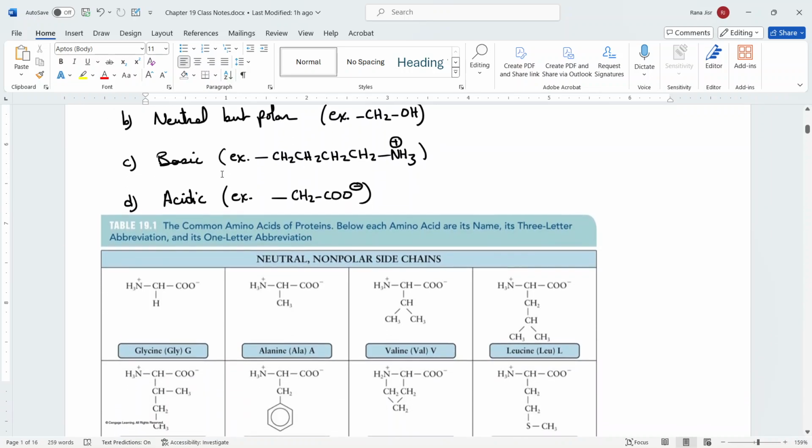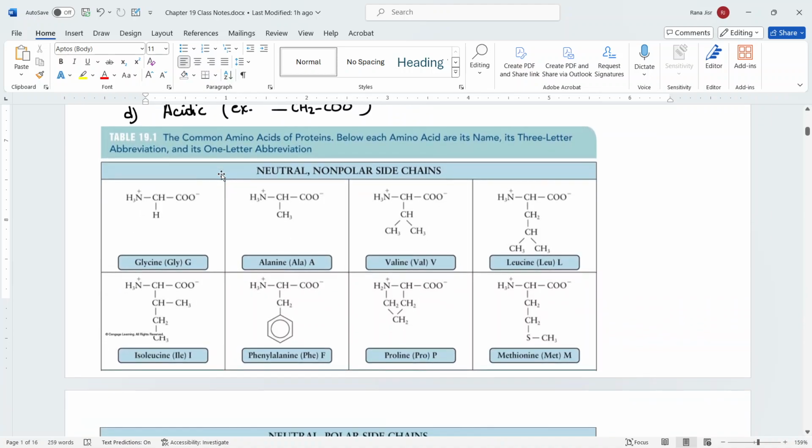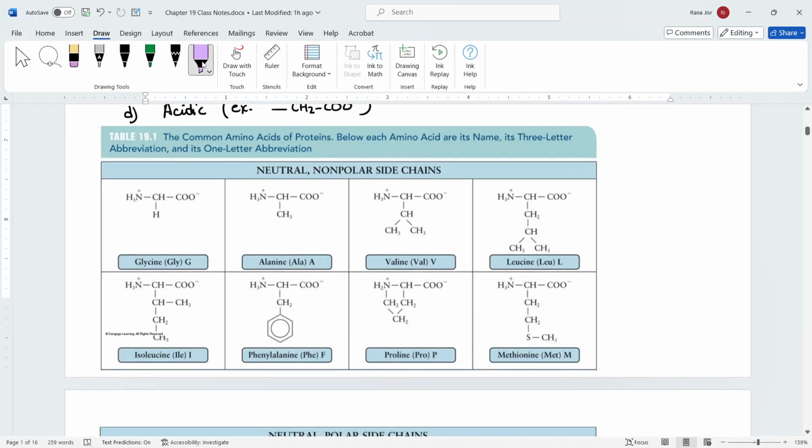This is the table for the common amino acids of proteins. You are not responsible to memorize this table. You can have it in the exam. So as we said, the amino acids are classified into neutral nonpolar, and for the neutral nonpolar, these are glycine, alanine, valine, leucine, and as you can see, every single amino acid has a name and a 3-letter abbreviation. Normally, it's the first 3 letters of the name, and then a 1-letter abbreviation. And there are isoleucine, phenylalanine, proline, and methionine.